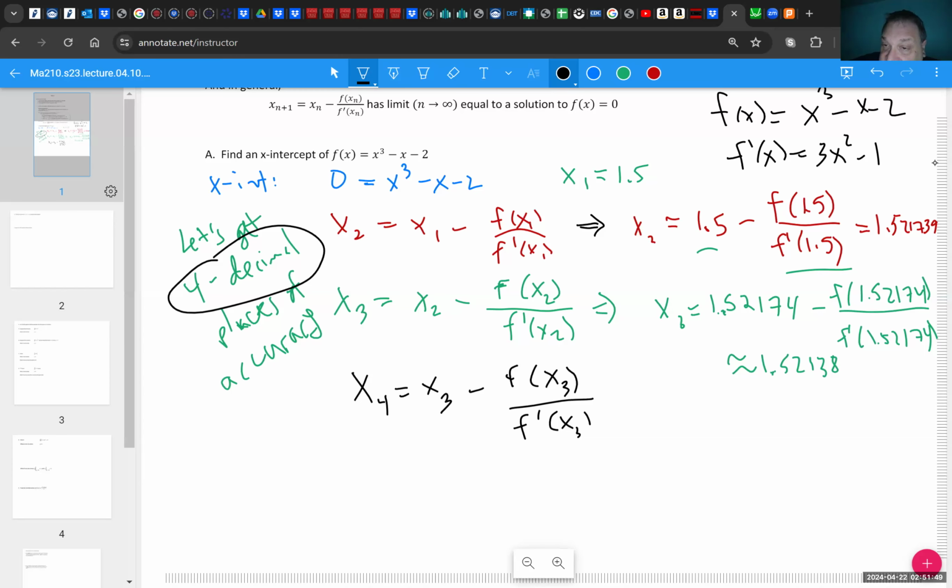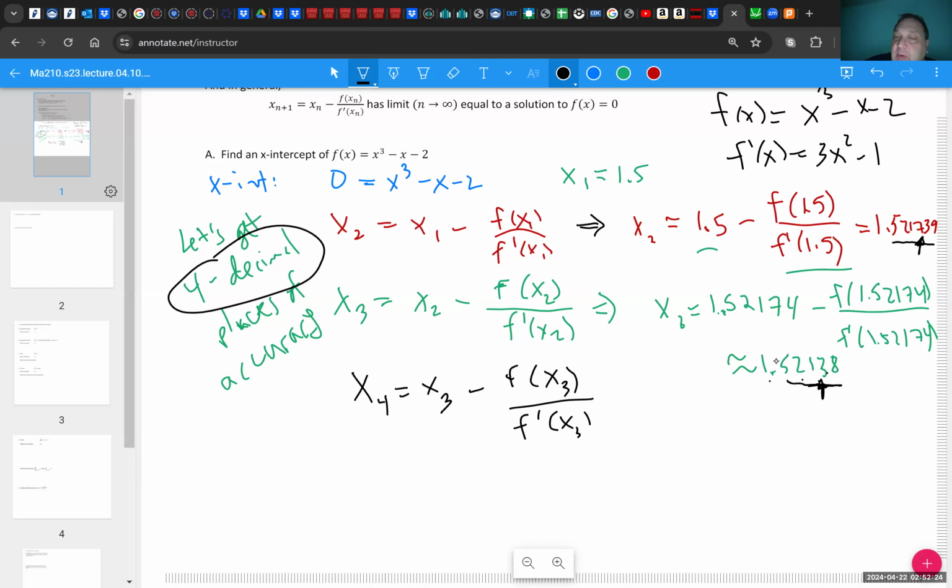So let's see, this guess was 1.521, so 14. So if I round this, oh no, 1.52138. If I already rounded it, so 1.52138. This one was 1.5217. So the 5 matches up, the 2 matches up, but the 7 is different than the 3. So far we only have 3 decimal places that match up. We do not have 4 decimal places, right? The first 3 decimal places are exactly the same, but our new guess changes in the 4th decimal place. So we have to keep going.